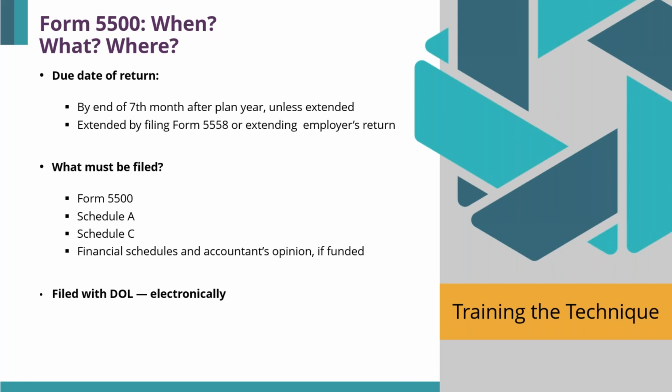What do you have to file? You have to file a Form 5500. For each of your insured benefits, you have to get a Schedule A from the insurer. If you have any plan assets or the plan pays expenses, you have to file a Schedule A. If you're funded and have assets, you have to have financial schedules and an accountant's opinion. And remember, all 5500s for a number of years have to be filed electronically. You can't file on paper.